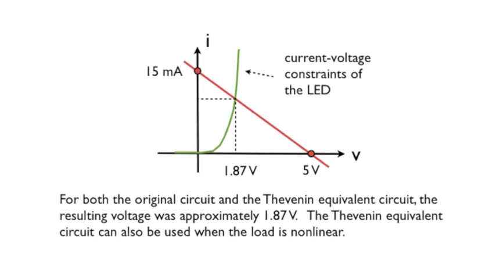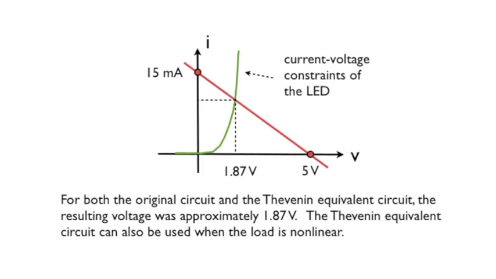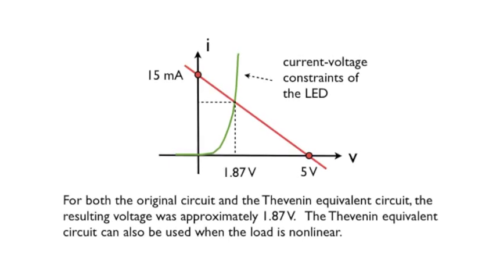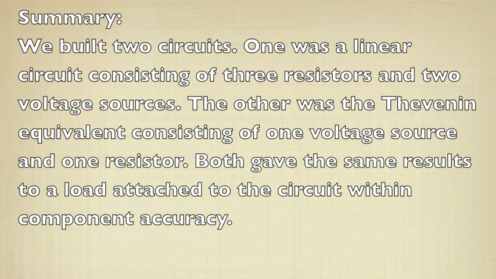So we may note that although a Thevenin equivalent can only be applied to a linear circuit, once you've got that Thevenin equivalent, you can use it for both linear and nonlinear loads. Let's summarize our experiment. We built two circuits, one with two voltage sources and three resistors, and the other was the Thevenin equivalent of the first, consisting of one voltage source and one resistor, the values of which were obtained by applying Thevenin's theorem to the original circuit. Looking at a variety of loads attached to the outputs, both circuits provided the same result. So from the load's perspective, they were equivalent.